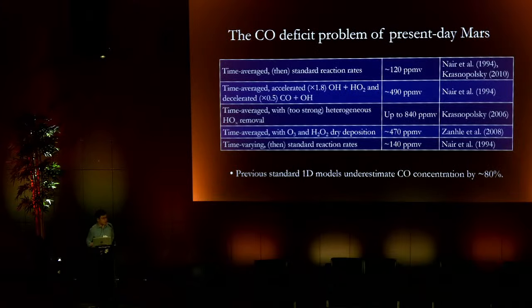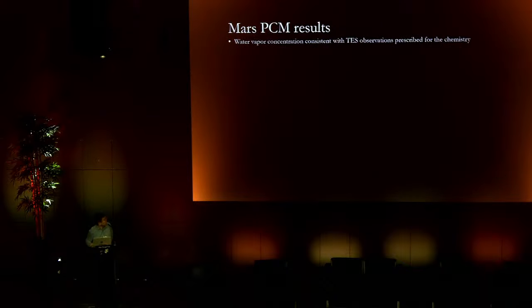What about the previous models? Previous one-dimensional models, the standard models using standard reaction rates and the standard treatment of the water, produced only 120 to 140 parts per million, 80% lower than the observations. So then we use our Mars PCM to look at this problem again.